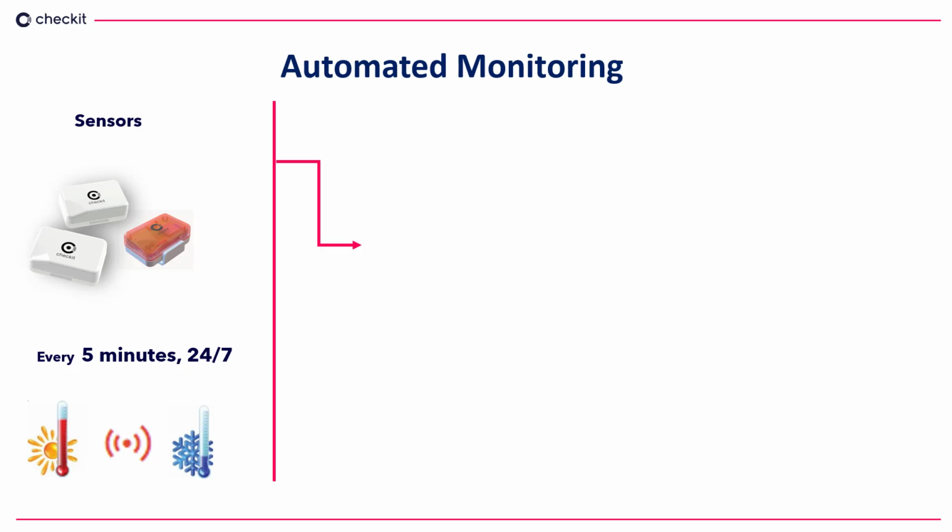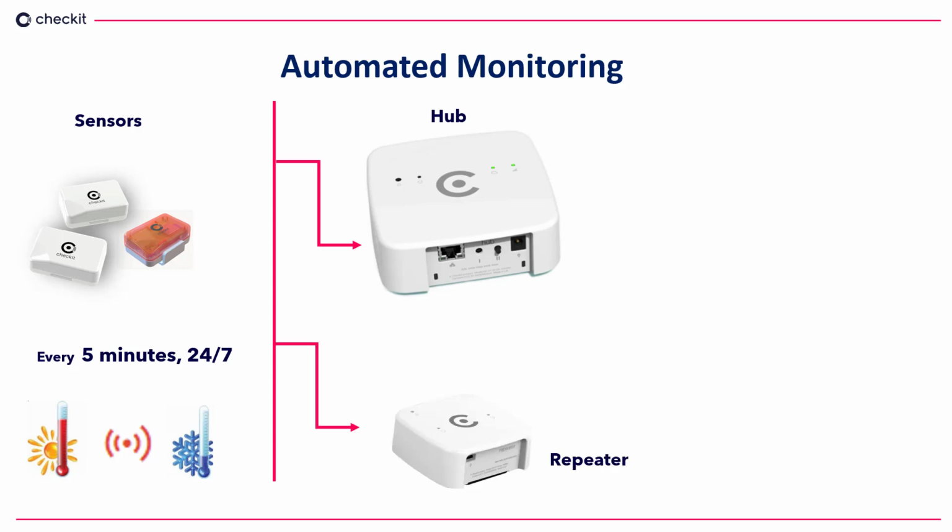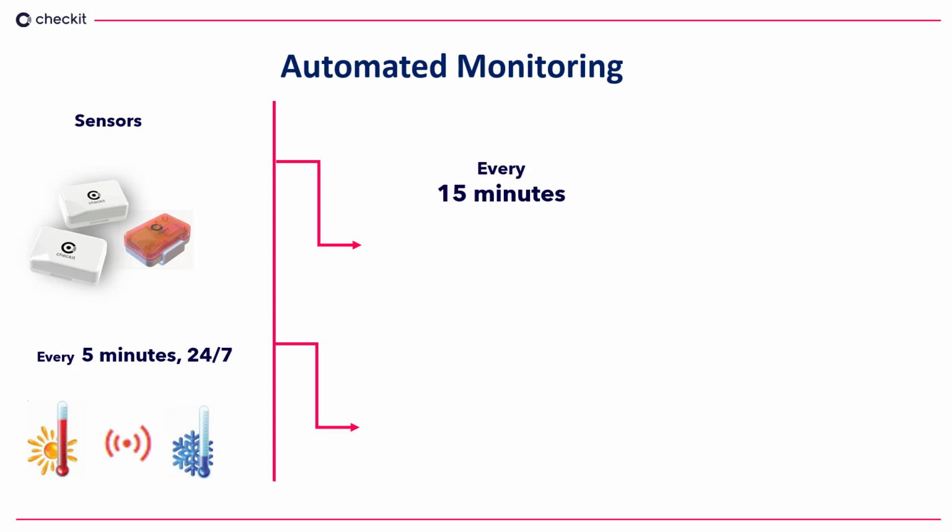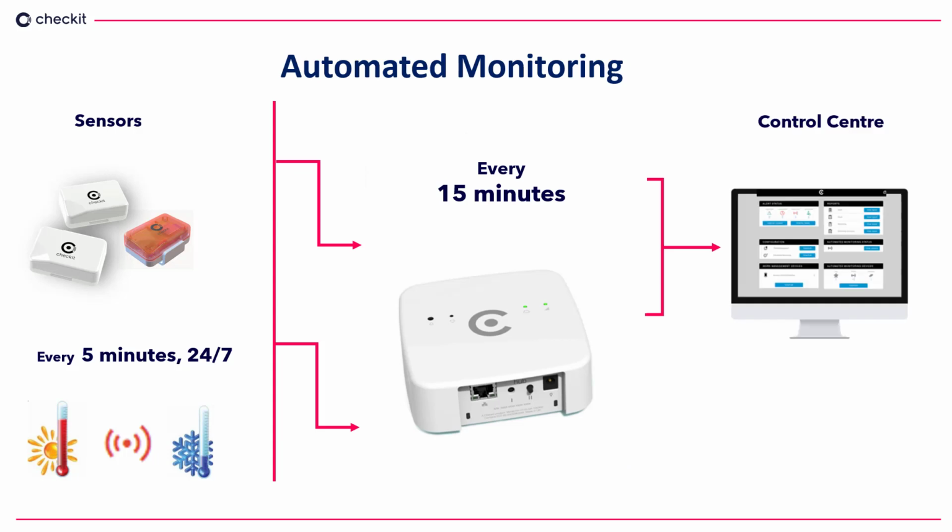The sensors will then send their readings to a hub, and they will either do that directly to the hub or via a repeater, which acts as a booster in areas with poor signal. Every 15 minutes, the hub will send its readings to the control center, which is where you can see all of the information that's been recorded.